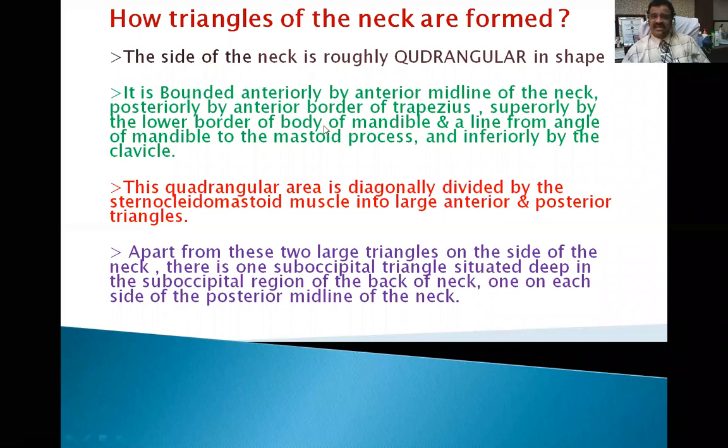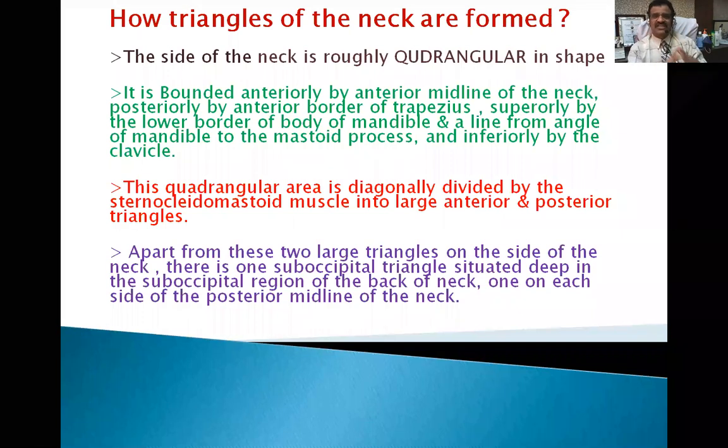So it is bounded anteriorly by the anterior midline. I am talking about the quadrangular side of the neck: anterior midline, posteriorly by the anterior border of trapezius muscle, and superiorly by the lower border of the body of mandible, and in line from the angle of mandible to the mastoid process, because that is a little space remaining there, and inferiorly by the superior border of the clavicle. So this becomes a quadrangle on one side. There is another quadrangle on the other side. So these are the two quadrangles.